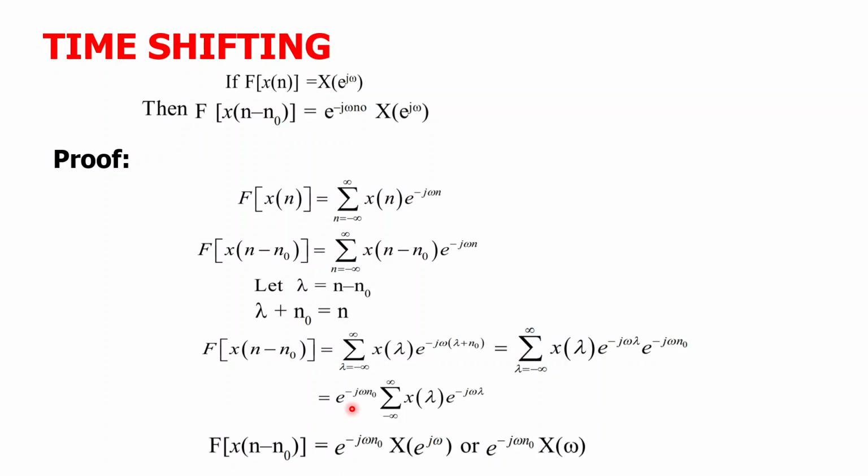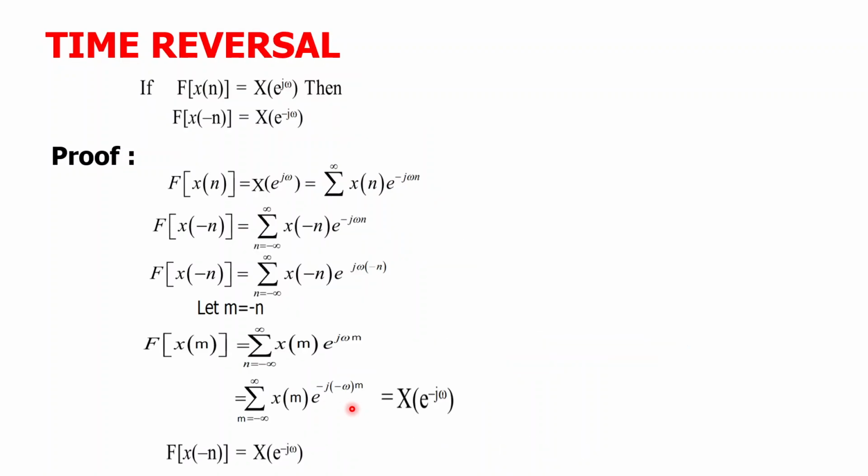If it is delayed by n naught units, its transformation is multiplied by exponential power minus j omega n naught. Next property, time reversal property. This property says if the Fourier transform x of e power j omega is for x of n, then its time reversal version, x of minus n, will become x of e power minus j omega. Instead of plus j omega, omega will take negative values for negative time.